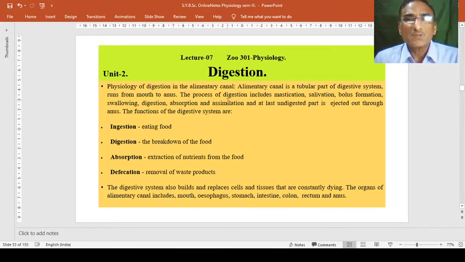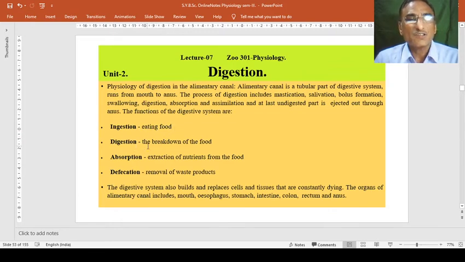The process of digestion includes mastication, then salivation, then bolus formation, swallowing, and digestion. Then after that, absorption and assimilation take place in the lower intestine. And at last, the undigested material is thrown out of the body through the anus. The functions of the digestive system are ingestion, digestion, absorption, and defecation. So ingestion means taking in food or eating food.